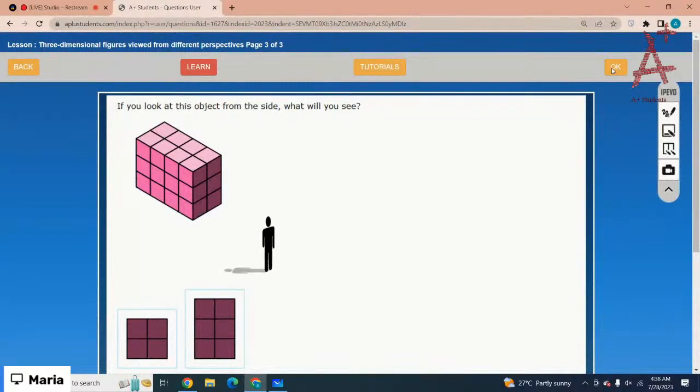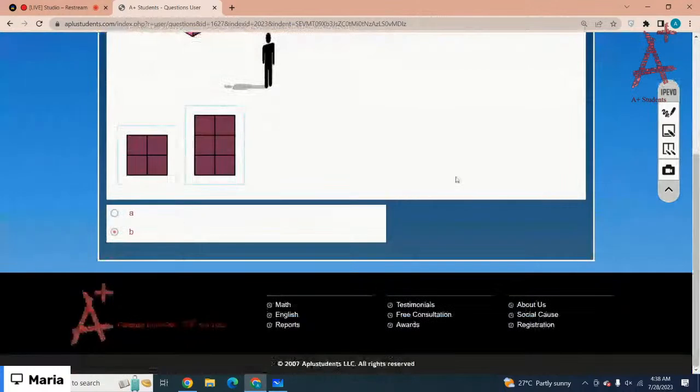If you look at this object from this side, what will you see? So which is the correct option? If you look from this side, that means you can see this face with 6 squares. So that means option number B is the correct option.